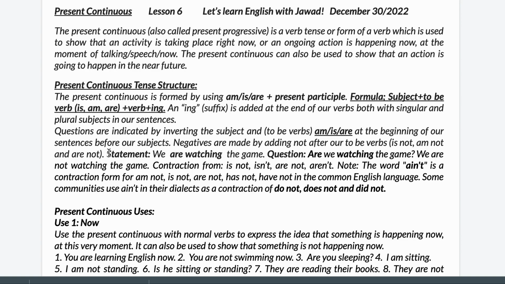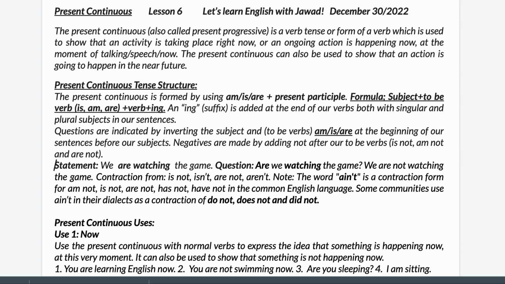The first statement, as our example, says: we are watching the game. When we say we, we have to use are because it's more than one person. It's first person plural. If we want to make the statement a question, we have to bring are to the beginning of our sentence, and at the end of the sentence we put a question mark. We are watching the game. Are we watching the game? We are not watching the game. That's a negative form statement.